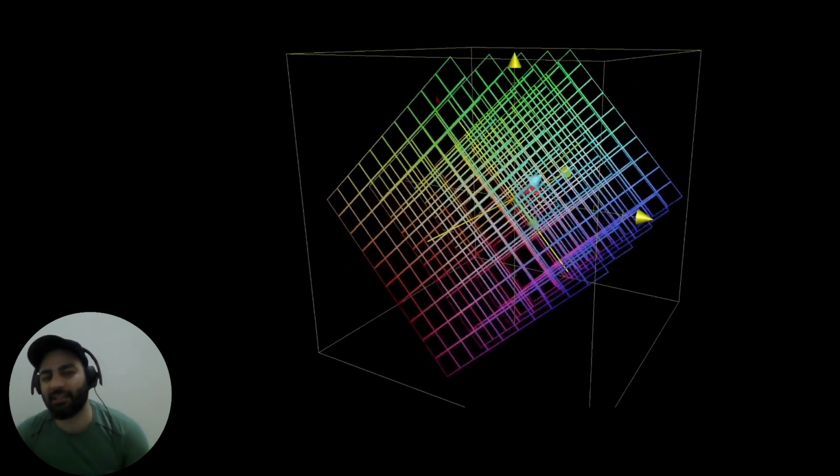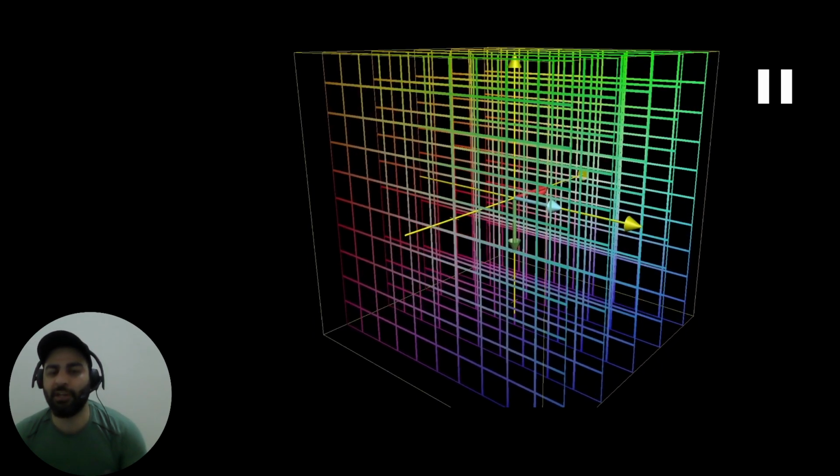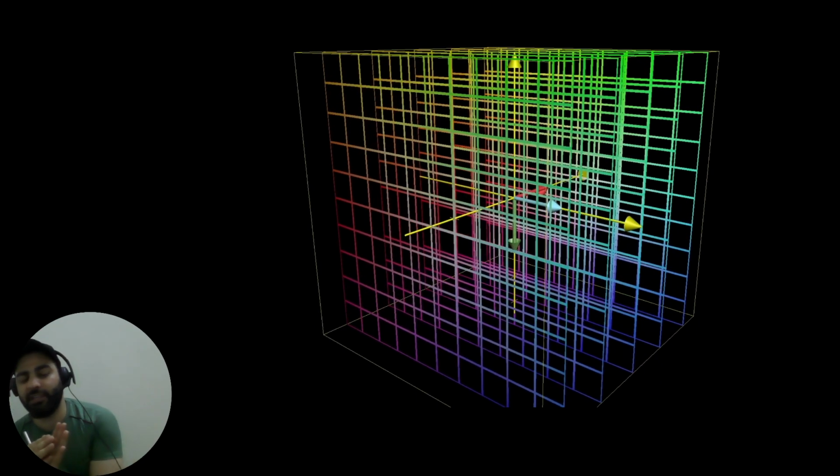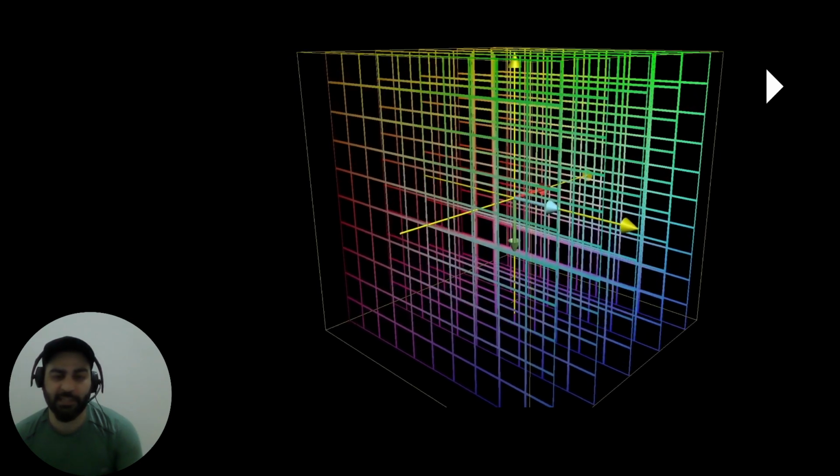Okay, so these are some transformations that can happen. The point here is that these lines should remain evenly spaced and parallel to each other, and the origin should remain fixed, so that it is a linear combination.